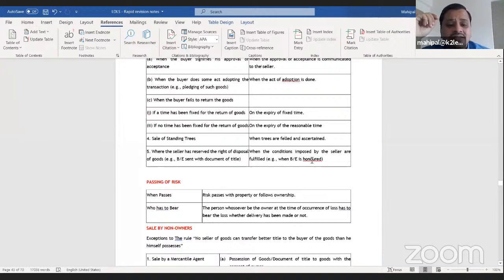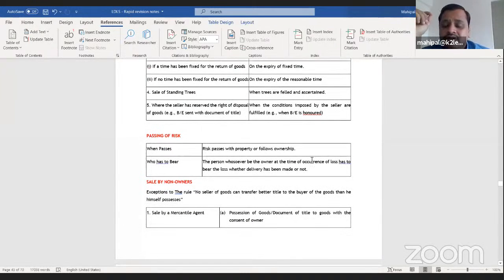When does the risk pass? The risk passes with the ownership. Generally, it is at the time of sale. But the person who has to bear the loss depends upon the circumstances. If there is a delayed delivery, the buyer will bear the loss. If it is an agreement between the buyer and the seller that the ownership will pass on fulfillment of such condition, then it will pass later, even though it is a sale. Am I clear? The general rule says risk is with the owner.